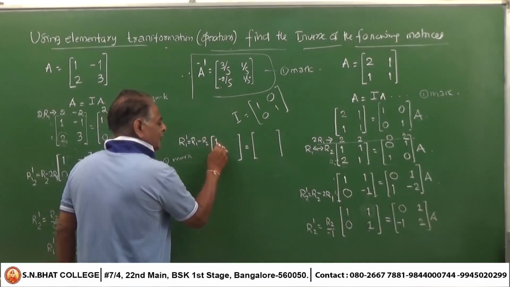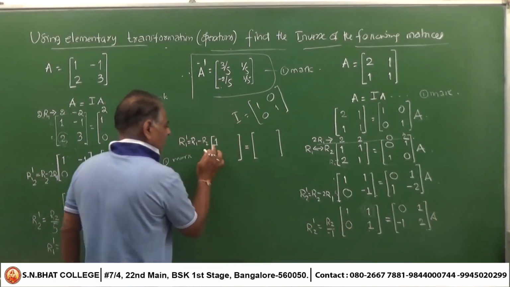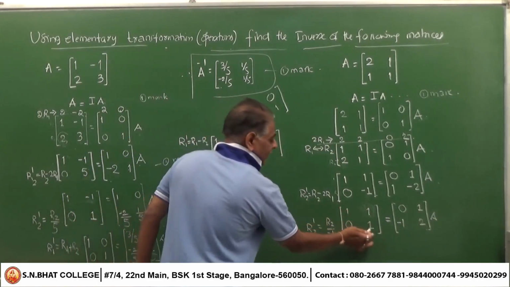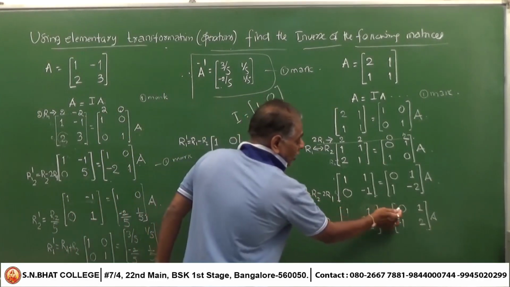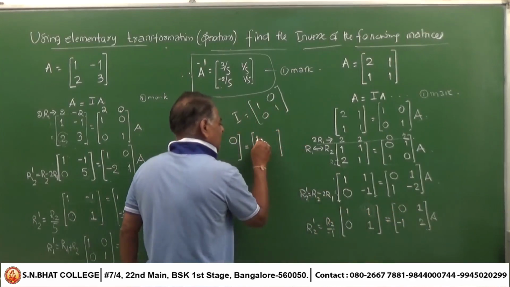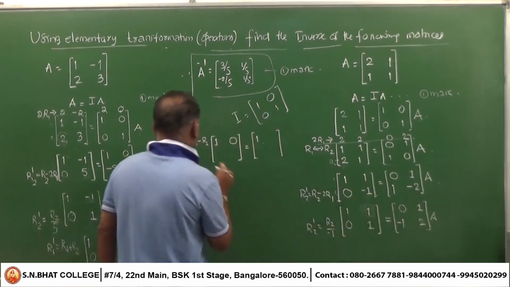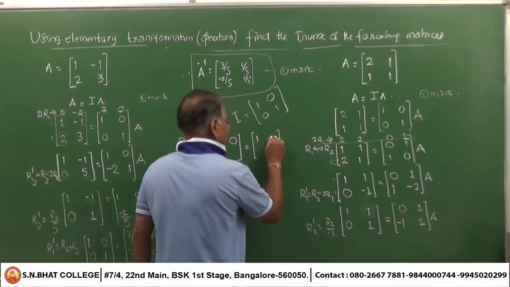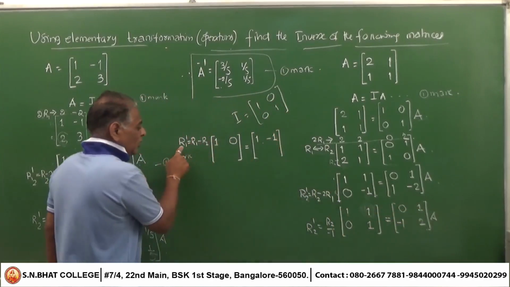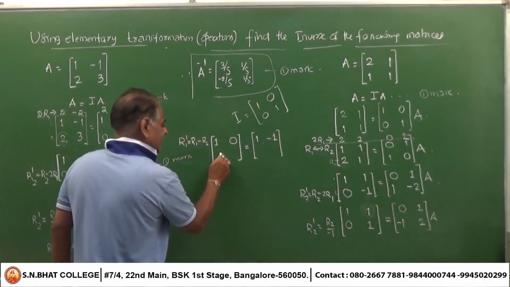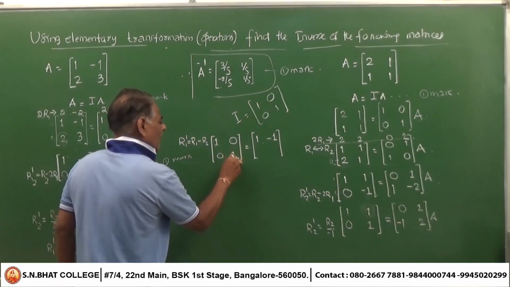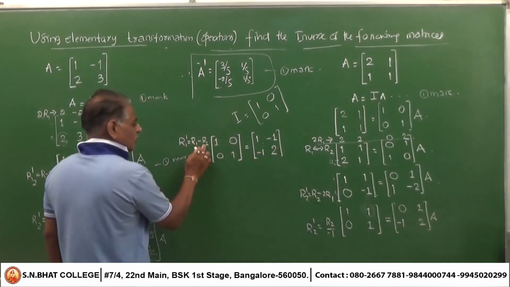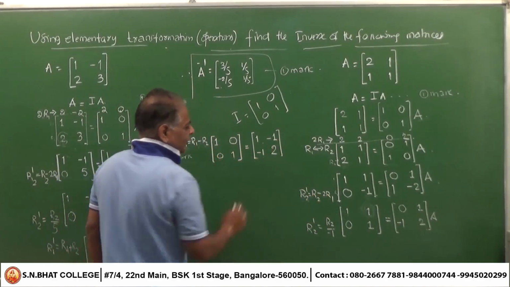R1 minus R2: 1 minus 0 is 1. 1 minus 1 is 0. 0 minus of minus 1 is plus 1. Next, 1 minus 2 is minus 1. I have changed only R1, write R2 as it is: 0, 1, minus 1, 2. In this step, I have changed only R1, your operation R1, write R2 as it is.